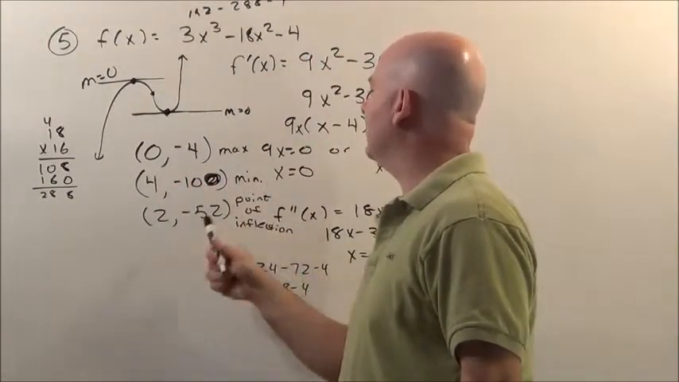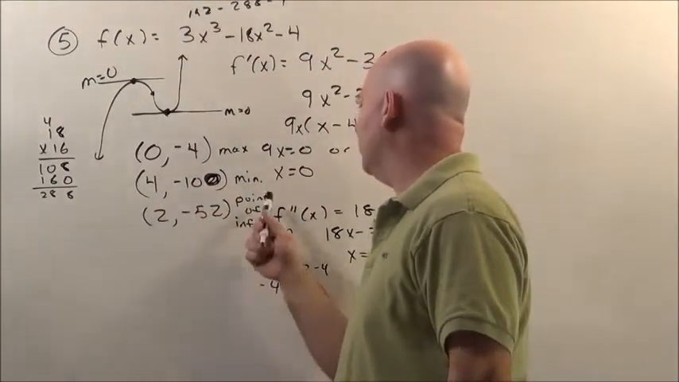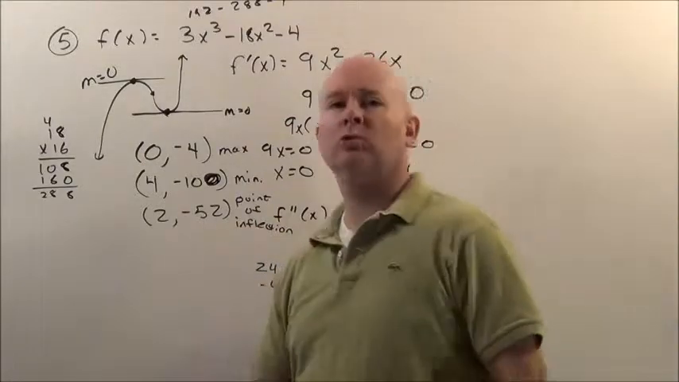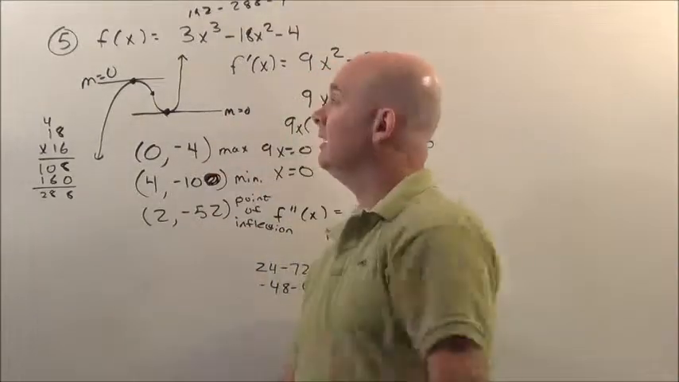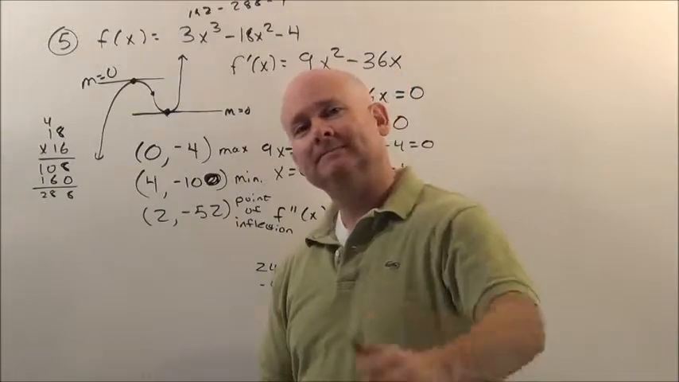So our maximum is 0, negative 4, minimum 4, negative 100, and our point of inflection 2, negative 52. There you have problem number 5. Good luck with it.